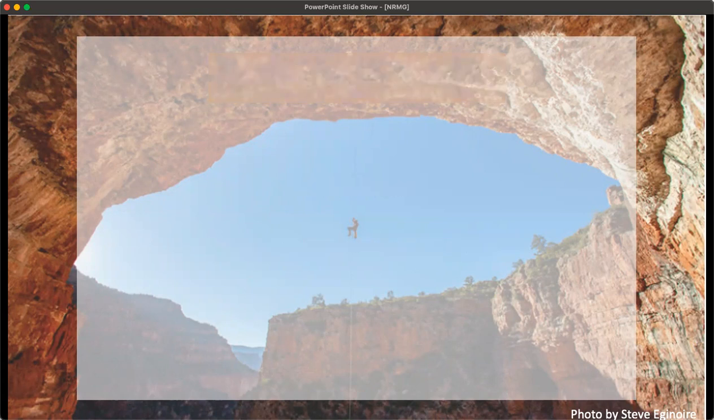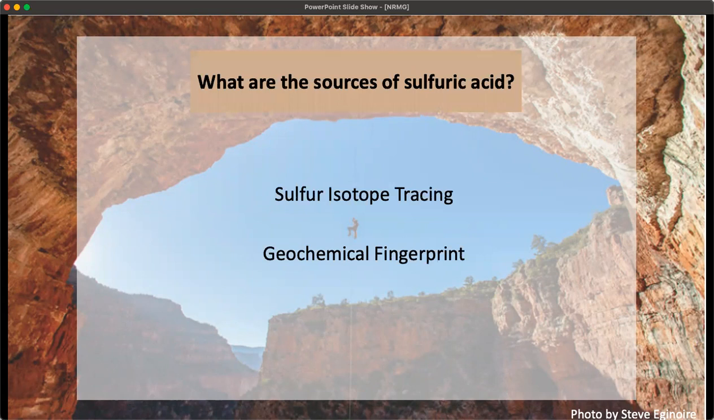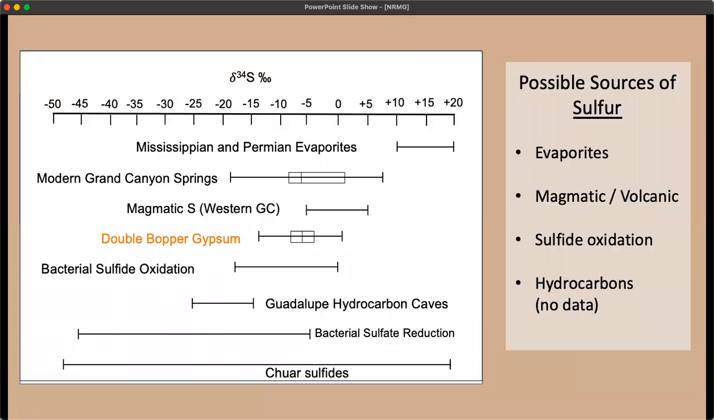Okay, so moving on to the third question, what are the sources of sulfuric acid? This is where I use stable sulfur isotope geochemistry, which acts as a geochemical fingerprint. So for the possible sources of sulfur, we've got a couple different options here. We've got evaporites, we've got a magmatic or volcanic origin, sulfide oxidation, in other words, pyrite can oxidize, and then hydrocarbons can also supply speleogenic sulfur.